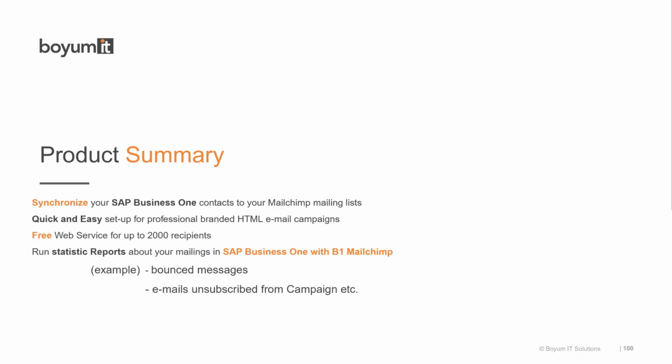But what's really nice is that Boyum has an integration, so you can actually upload your contacts to your MailChimp lists. And then you can run reports out of SAP Business One. So it's an integration. SAP Business One sees your mailing lists for MailChimp, and you can upload your contacts, send out to your lists, and then you can actually get reports out of SAP Business One. So let me go into the system.